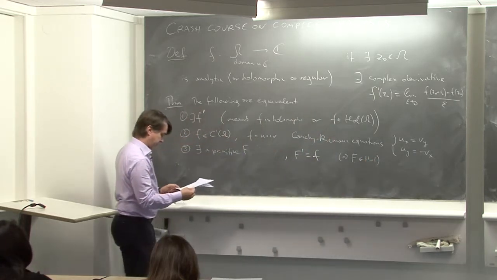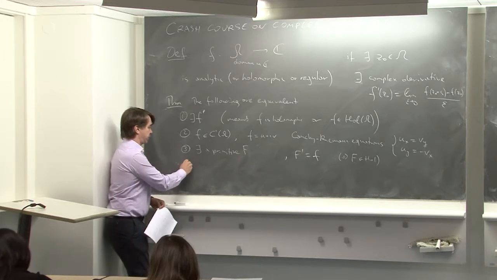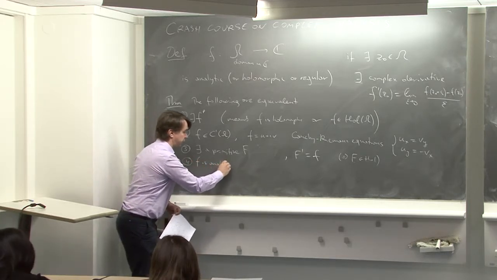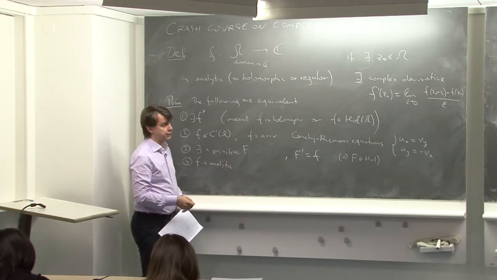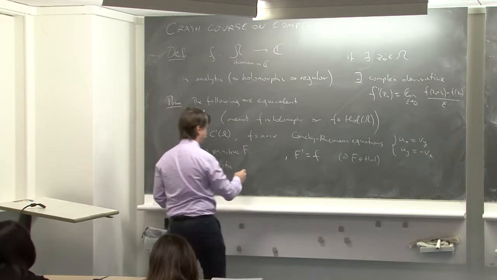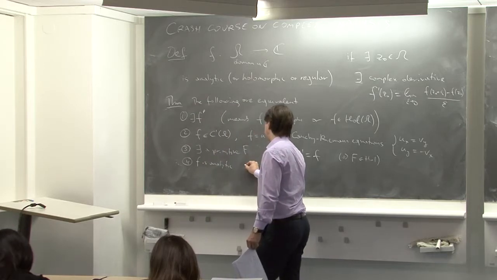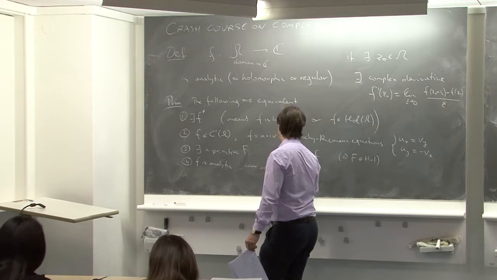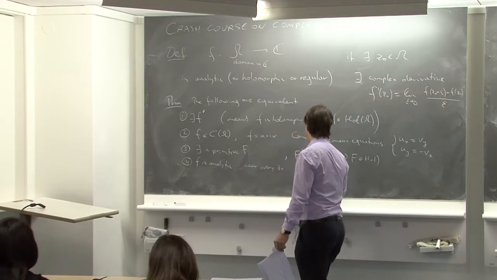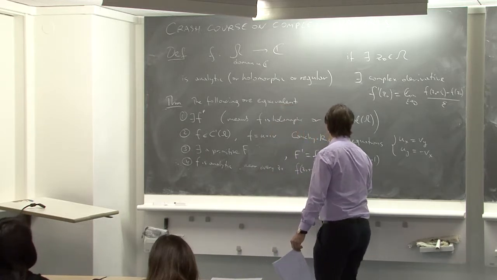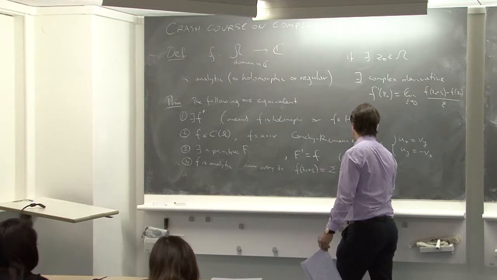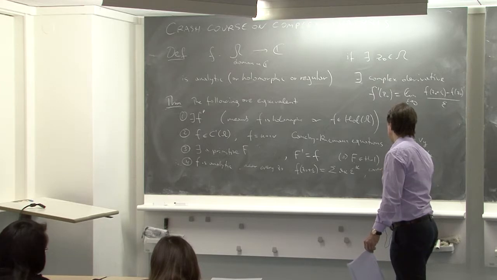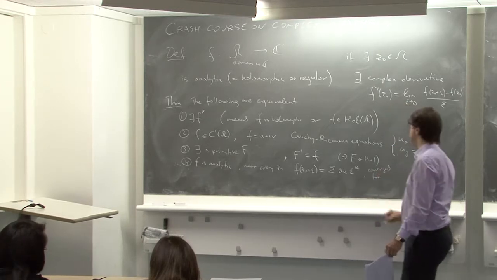Then there is that f is analytic. By analytic, people mean that there is a power series expansion around every point. Near every z0, f of z0 plus epsilon can be written as a sum of ak epsilon to the power k, which converges for sufficiently small epsilon.